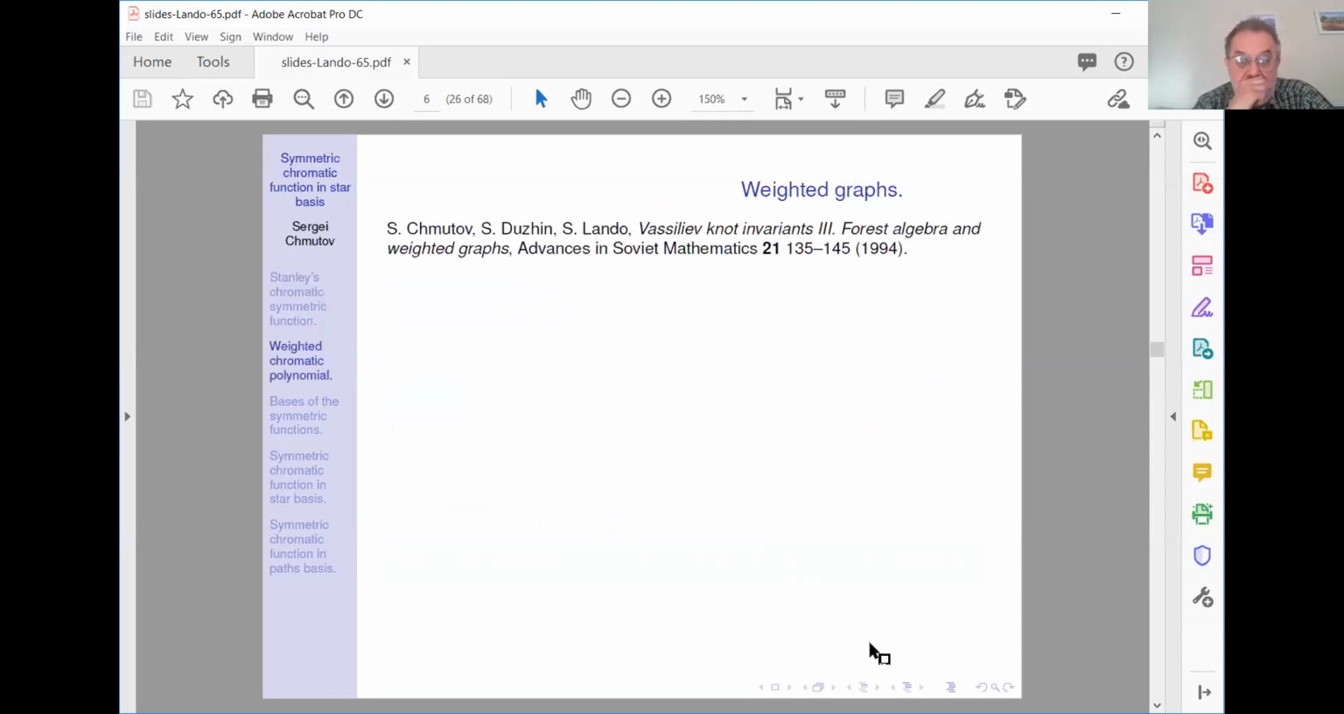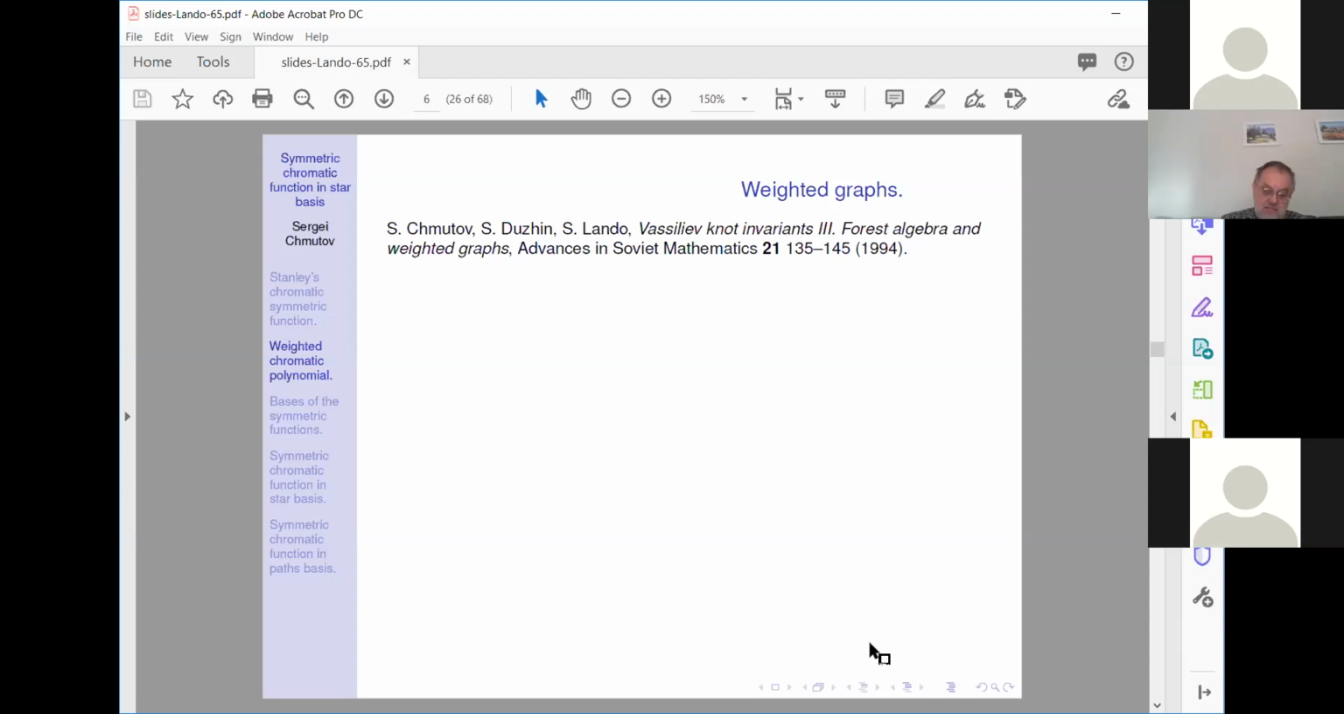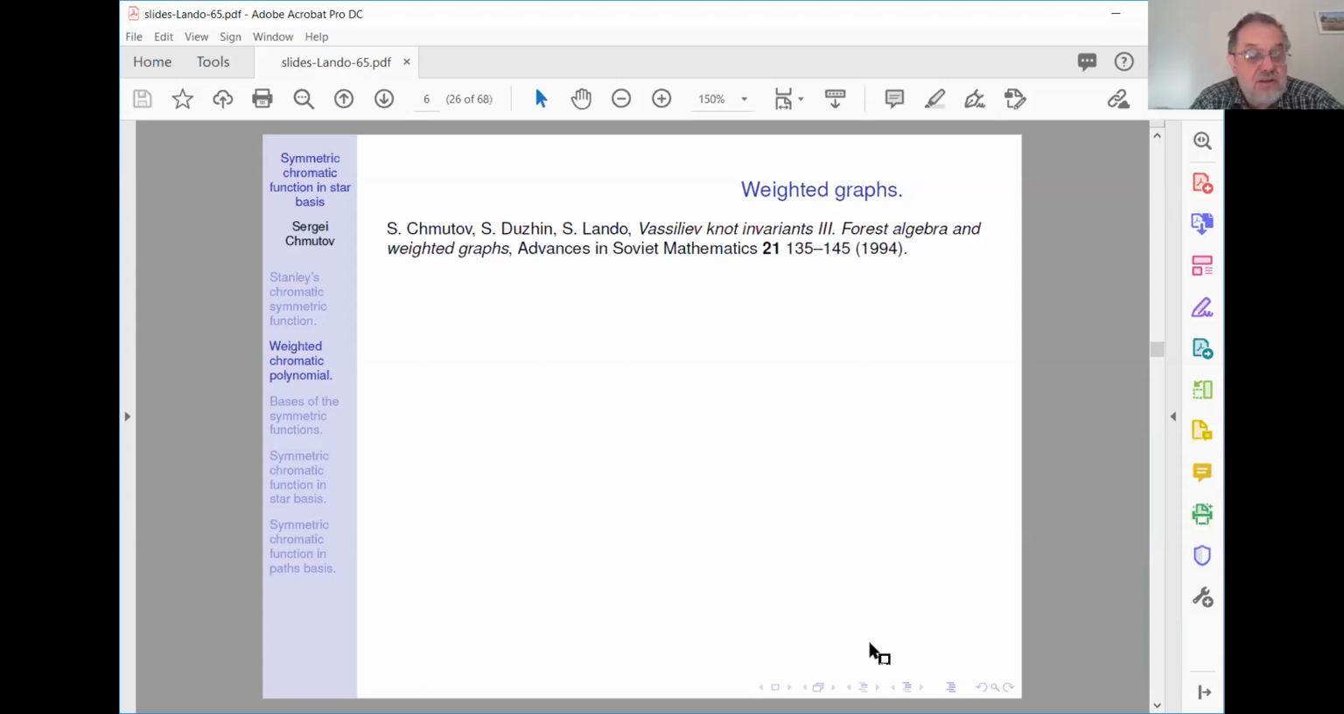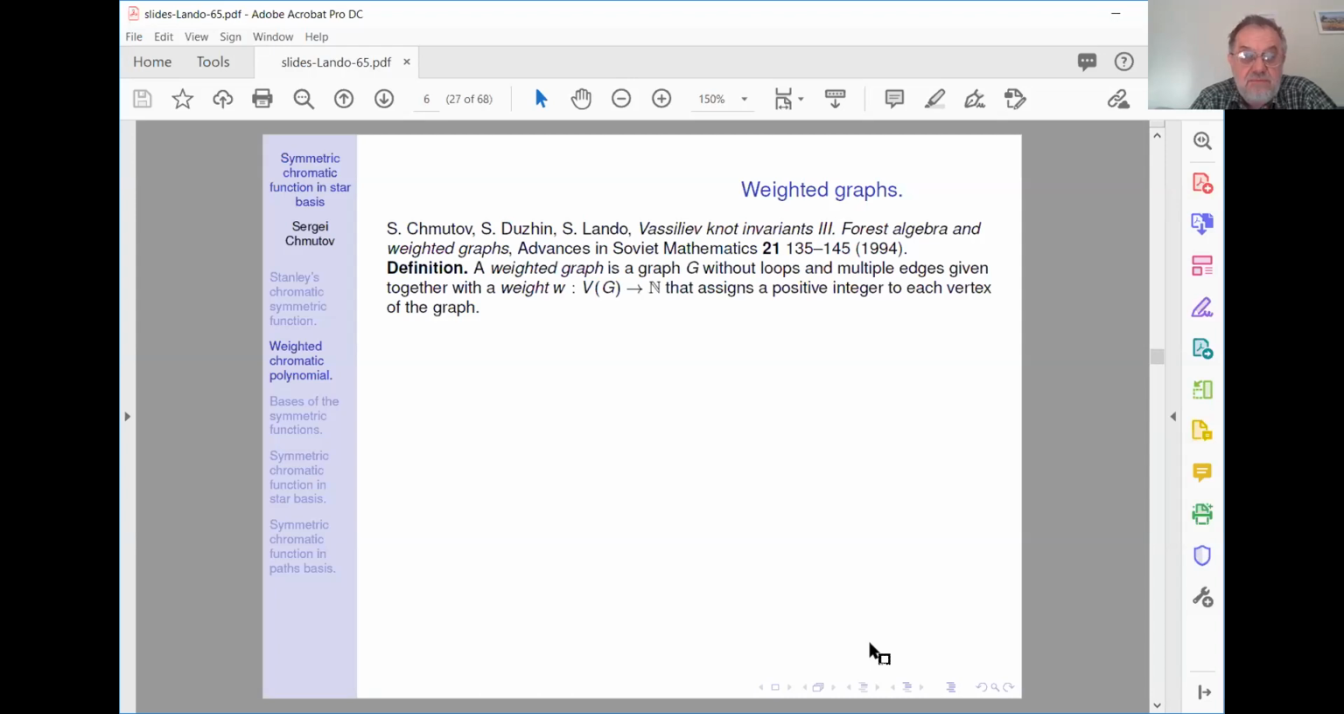So now I will go to our old work, which actually was earlier than Stanley's, published 1 year before Stanley's, and it was related to the Vassiliev invariants. We were motivated by the Vassiliev invariants, and we essentially introduced that polynomial, that expression in terms of p's, in terms of the power basis. So we come to the weighted graph, studying the combinatorics of Vassiliev invariants. We come to that notion of weighted graphs.